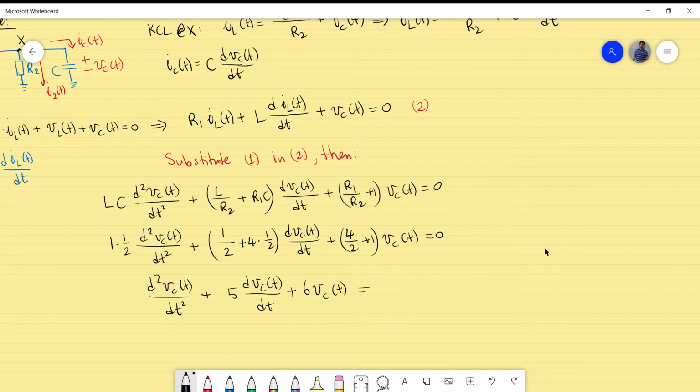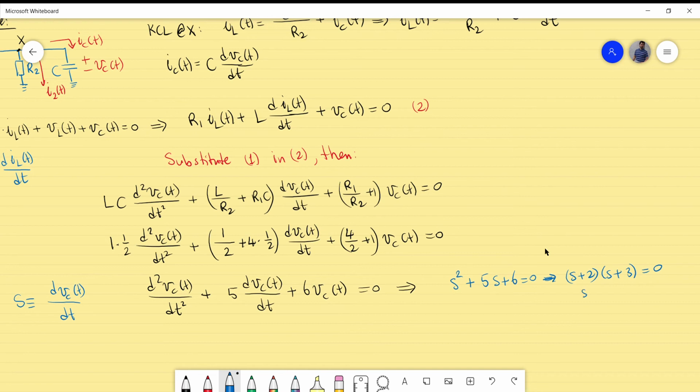Now, if this is equal to 0, if I now use the operator here, where S, the Laplace parameter, is the first derivative of the capacitor voltage, so the second derivative of the capacitor voltage will result in S squared, and the zero derivative will result in 1, then I will get S squared plus 5S plus 6 equals 0. And this will result in (S plus 2)(S plus 3) equals 0.